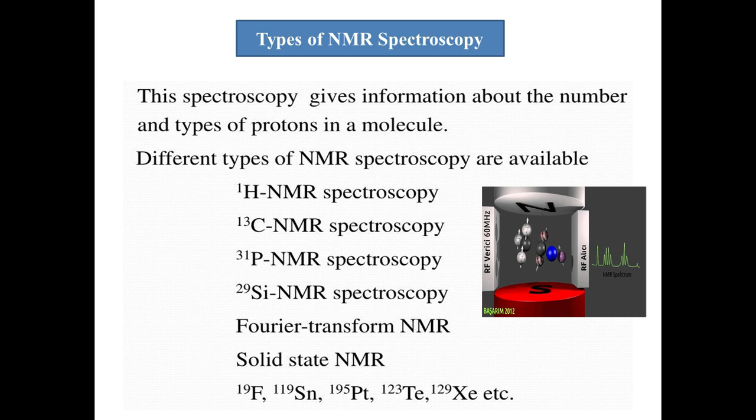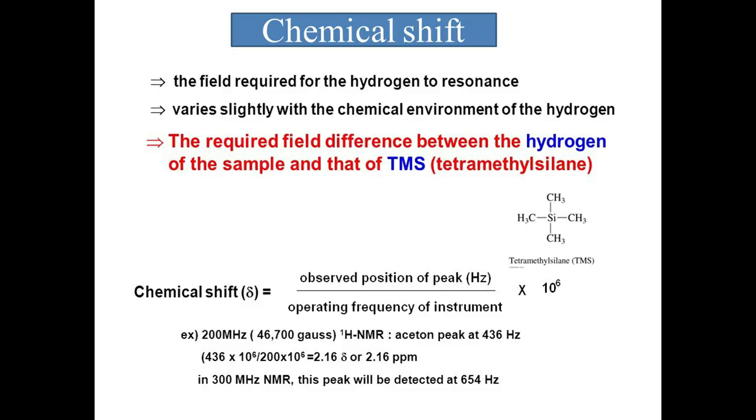Another is types of NMR spectroscopy: proton NMR, C13 NMR, P31 and silicon 29 NMR spectroscopy. Another is Fourier transform NMR, and solid state NMR, etc. We can easily find out this type of molecule in the solid state. What is chemical shift? We can discuss shielding and deshielding there. The field required for hydrogen resonance varies slightly with the chemical environment of the hydrogen.